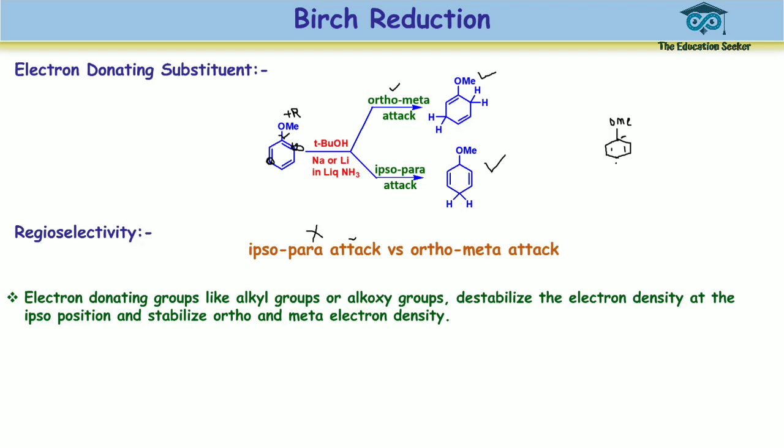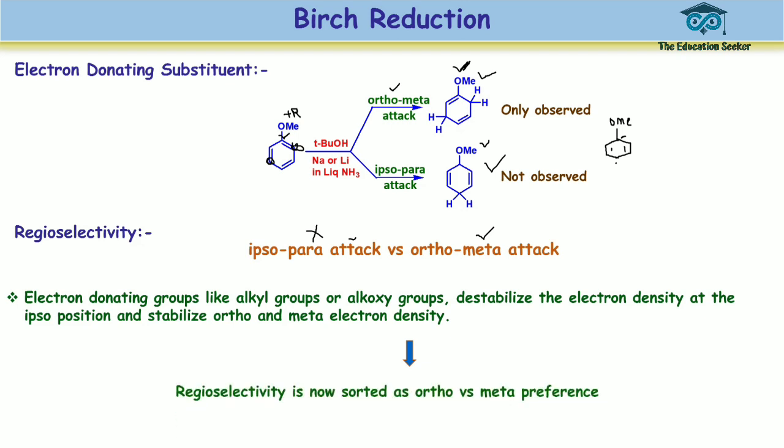So only we have ortho-meta attack, right? So we get this molecule as the only observed product, and this molecule is not formed, right? So generally we restrict ourselves to ortho and meta selectivity, but we don't go beyond that. But I will go into detail and explain that area, that is whether there is ortho preference or meta preference, right?